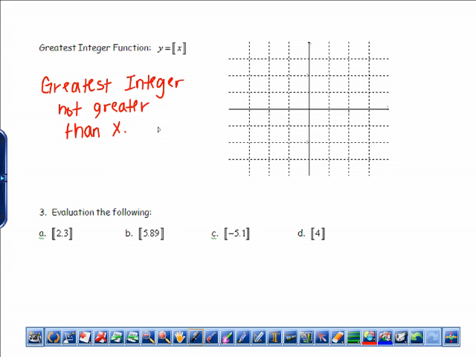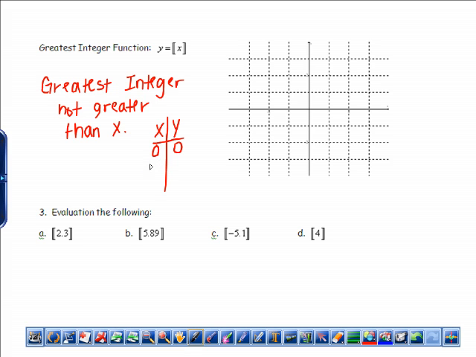Okay, so let's do a table, and then we'll plot this. And once we get it plotted, I will refer back to something that you are familiar with. So let's think about 0. Let's just start with 0. What is the greatest integer not greater than 0? Okay, that's going to be 0.